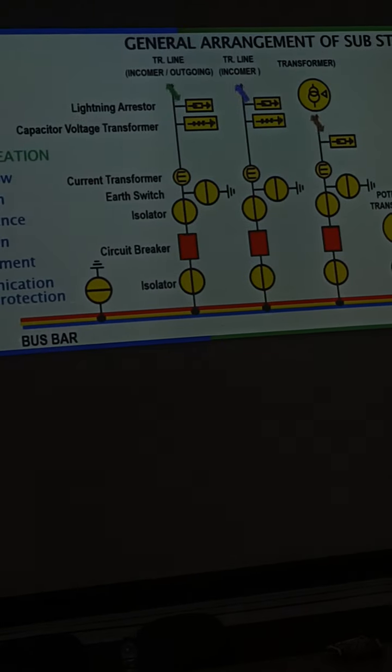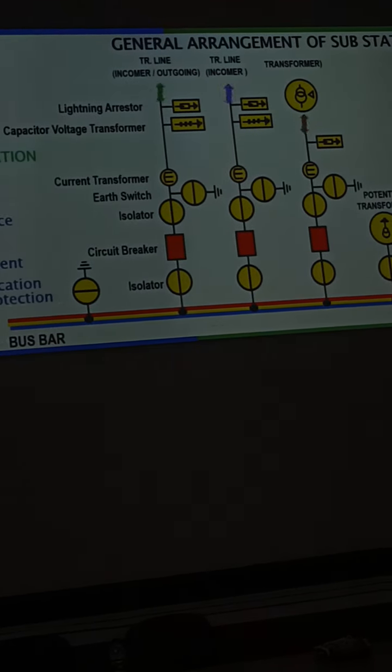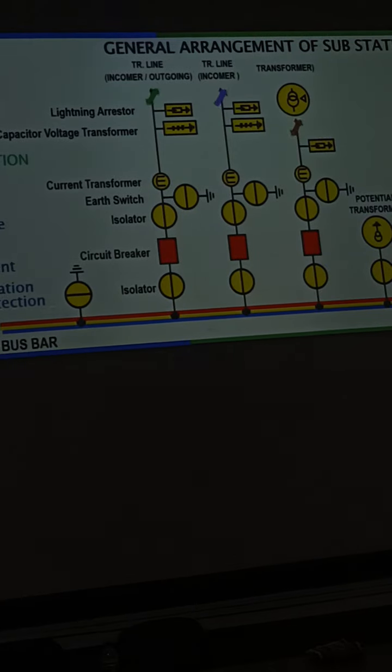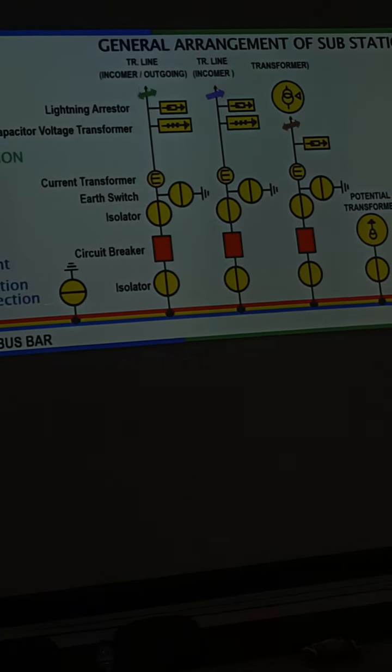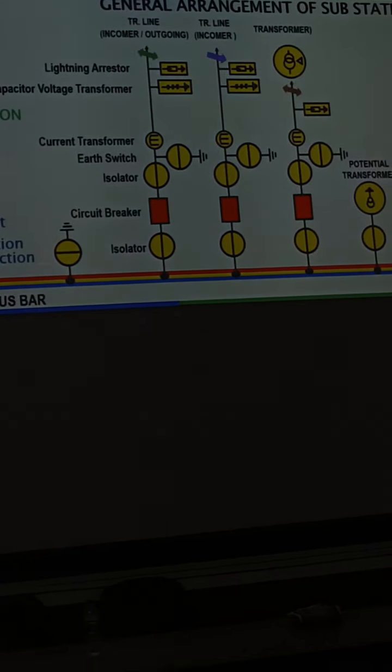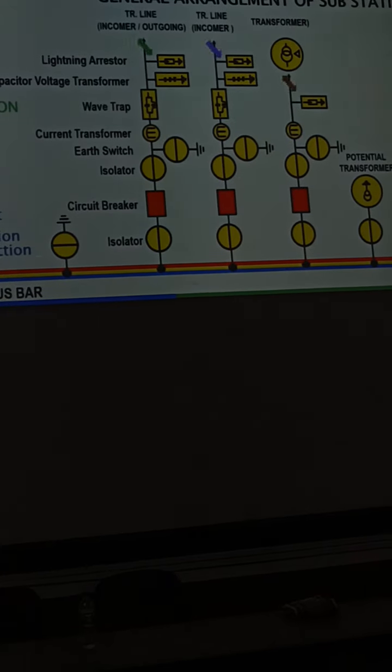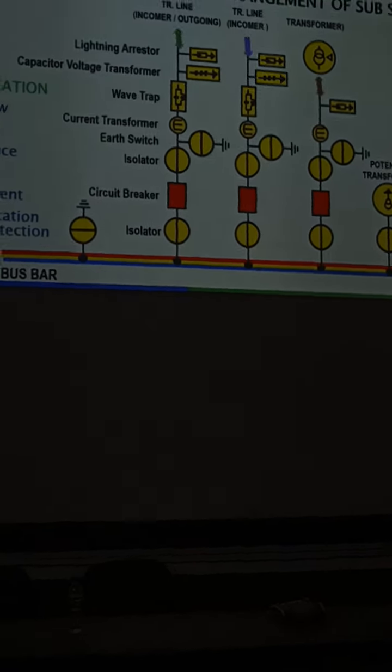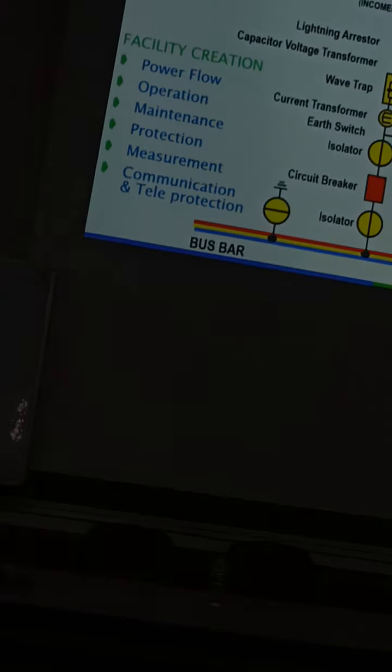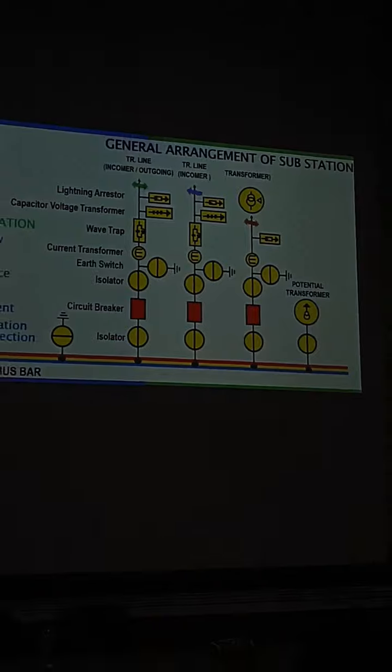In the electric system, high frequency signals are used on the line for communication purposes. The same transmission line is used for transfer of the power signals, and the frequency used for communication is extended using some equipment, the wave trap.